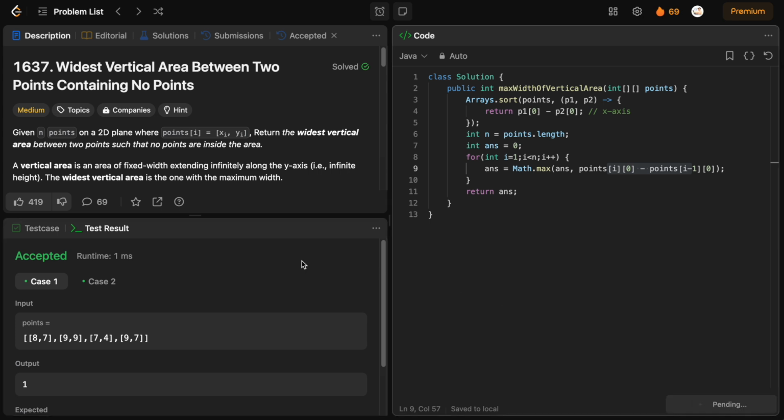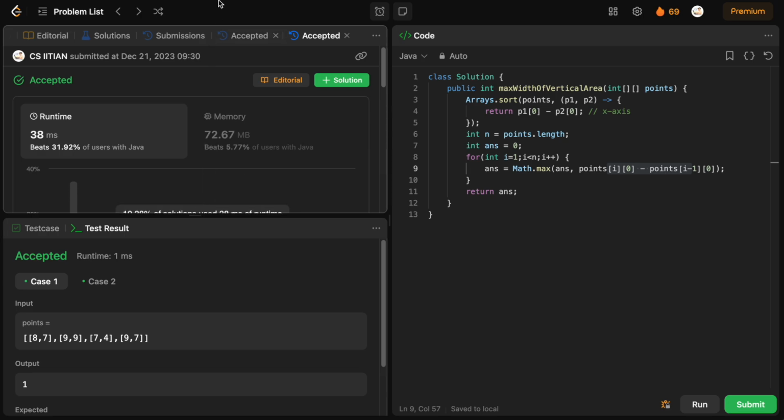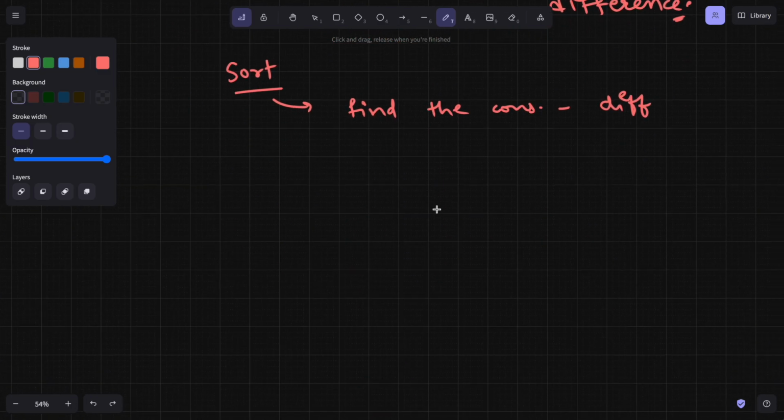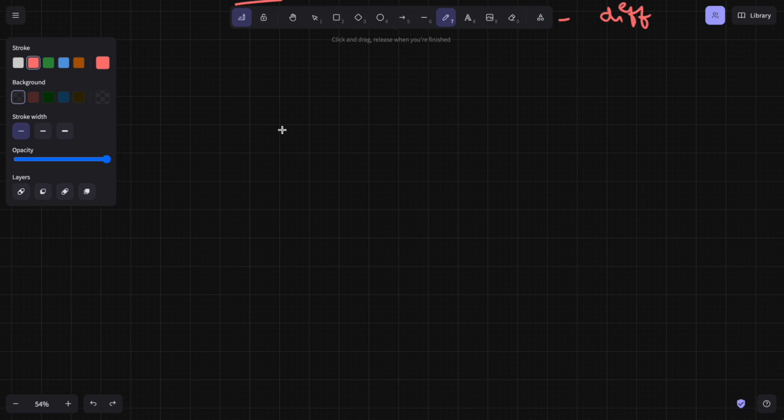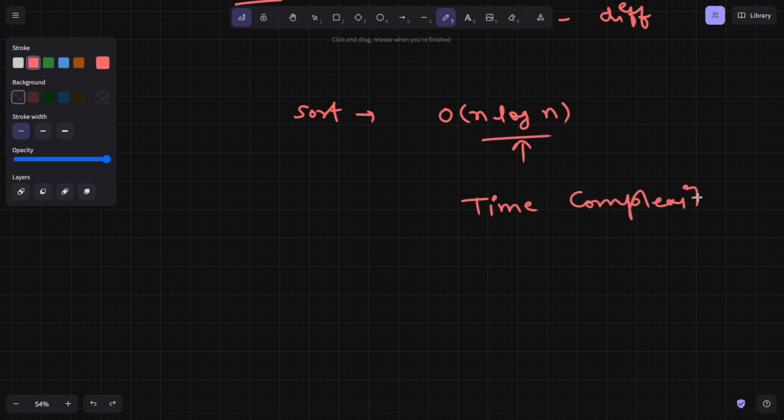And yes, let's submit the code and we will discuss time and space complexity. In this approach, what we are doing is sorting. So the time complexity would be O of n log n in Java. Now let's discuss the space complexity. You can see we don't use any extra space, so the space complexity would be O of 1.